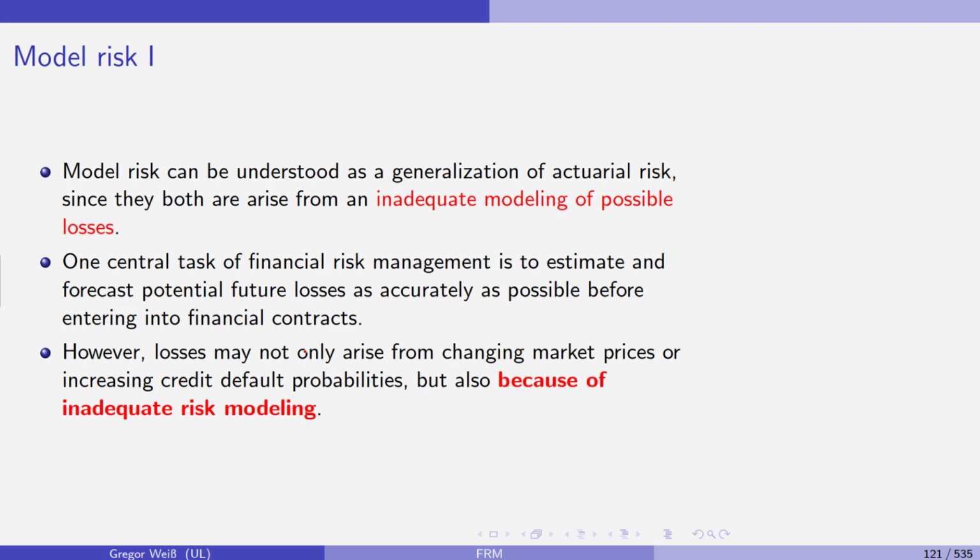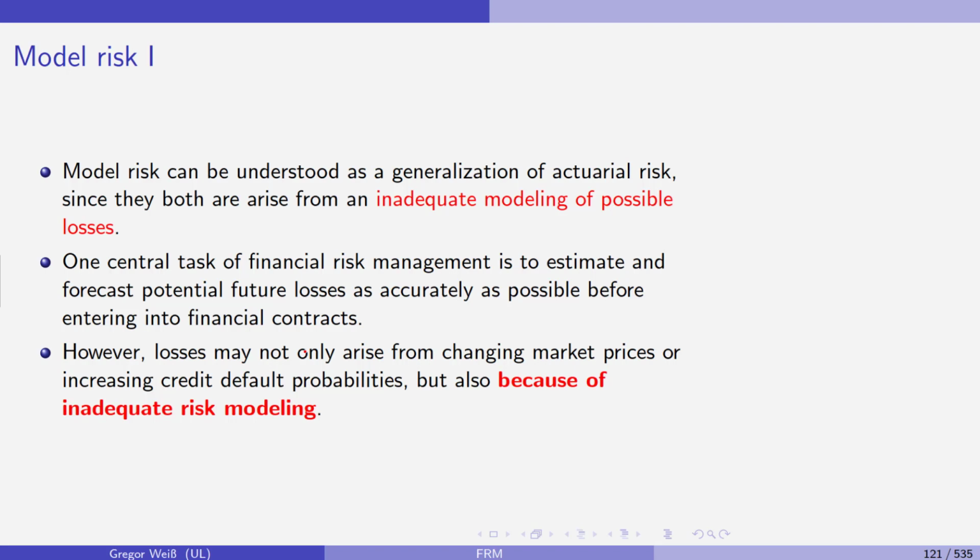What is model risk? Model risk can be understood as the generalization of actuarial risk to not just insurance companies, but also to banks, other industrial or financial institutions and companies. They both arise from an inadequate modeling of possible losses. And as we've seen, one central task of risk management, financial risk management, is to identify risk and to pick the right model and to adequately measure financial risks.